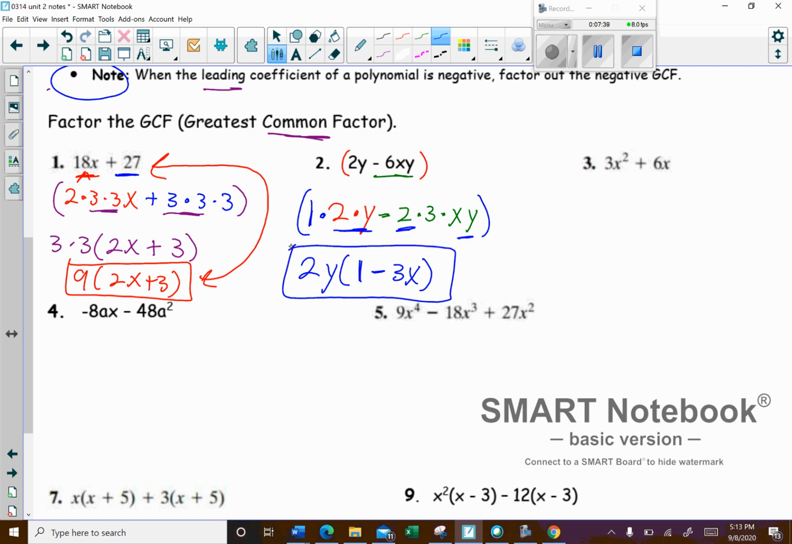And once again, if this is something you haven't done in a long time, or maybe you've never done it, the best thing for you to get better at this is to multiply it back together and check your answer. 2y times 1 is 2y, good. 2y times a minus 3x, well, 2 times 3 gives me my minus 6, and then I'll have an x and a y, okay? So don't get too frustrated. This is something that will take some time if you've never done it before.